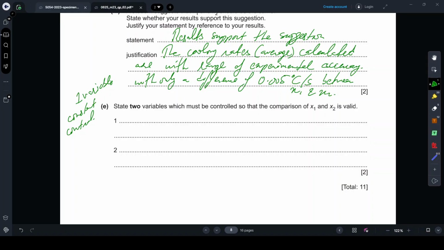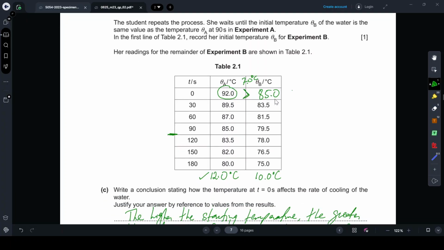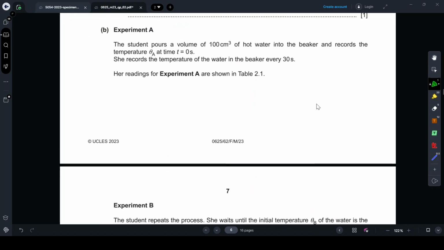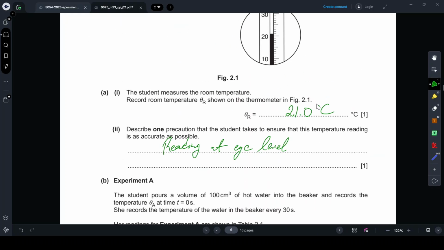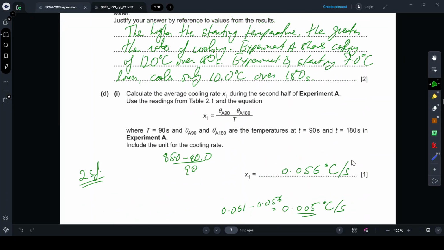The experiment one? Yeah, but that's different, right? Experiment A has a starting temperature of 92. I want to keep the... Wait, no. Yeah, go ahead. I was thinking about time per second, but wait. The timing is also the same. It's 180 seconds for both experiments. Yeah.